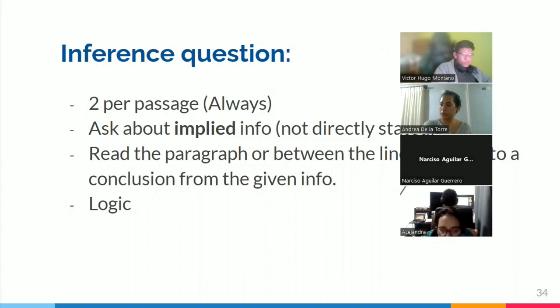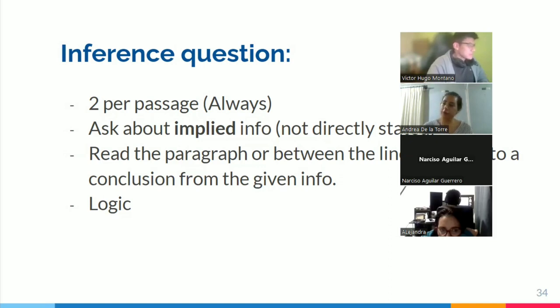To understand something that's not written. There's not a clear statement. Well, it's clear, but it's not directly said.